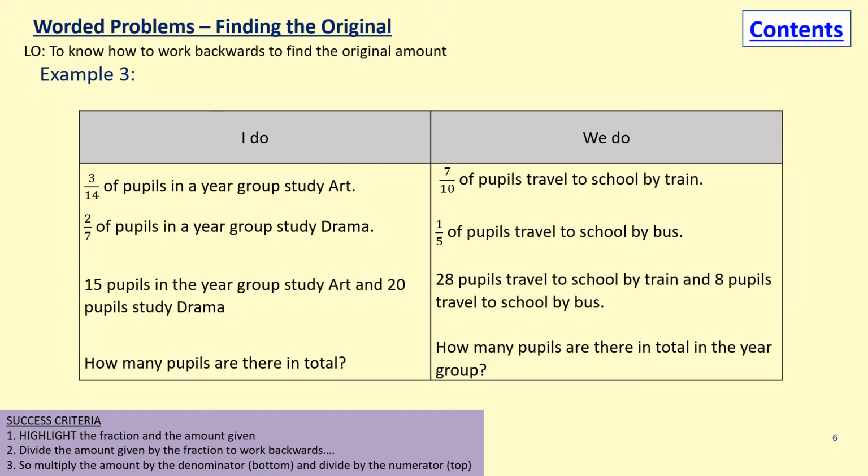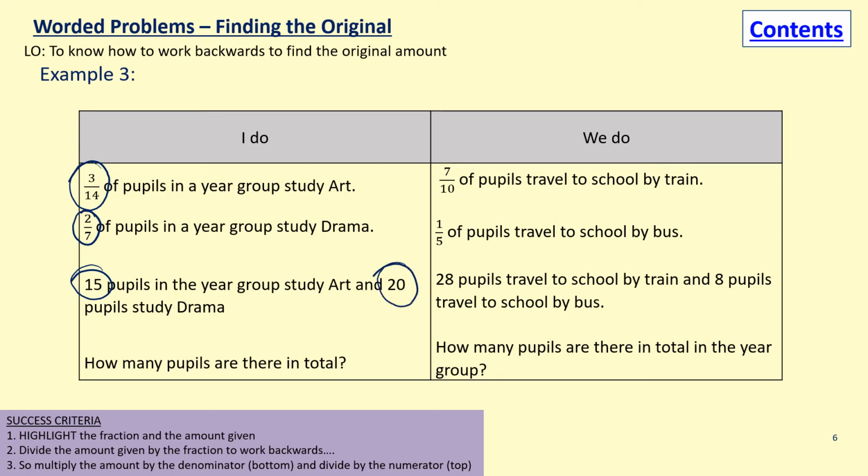3/14 of pupils in a year group study art, 2/7 study drama. 15 pupils study art and 20 pupils study drama. How many pupils are there in total? Okay, so fraction 3/14 is 15 and 2/7 is 20.